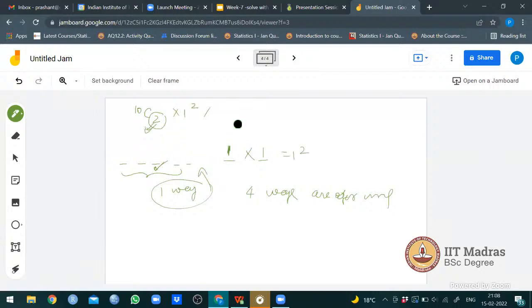And the remaining 8 questions will be wrong. If 2 are correct, then the remaining 8 will be wrong, and for wrong you have 4 ways. So it will be 4 raised to power 8. Got it? It's clear to everyone? So this will be your favorable cases, and the sample space is your 5 raised to power 10.